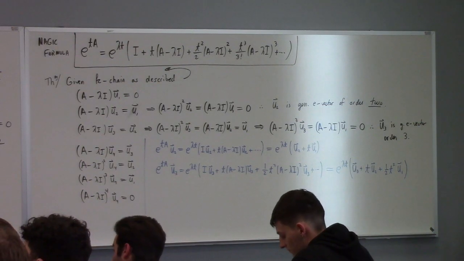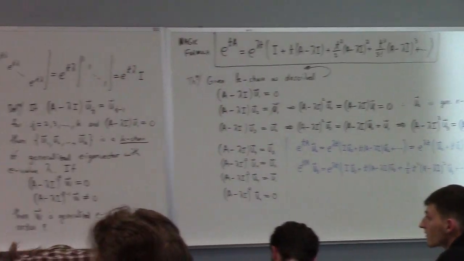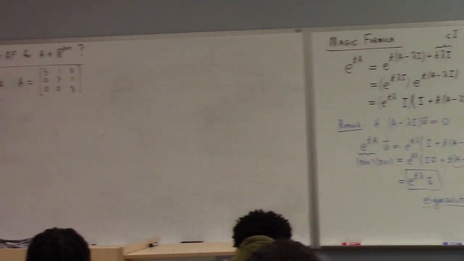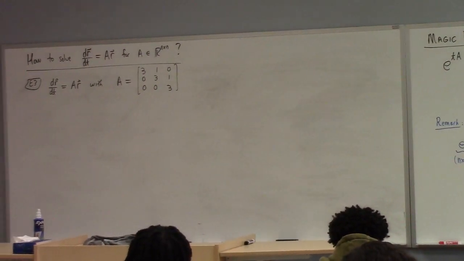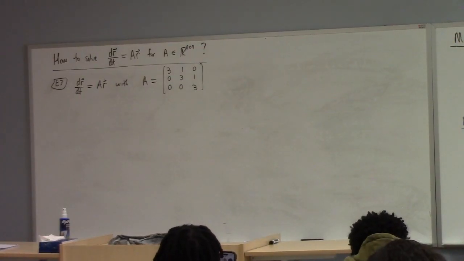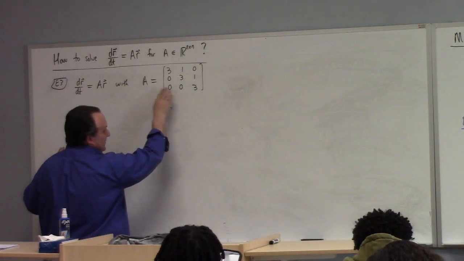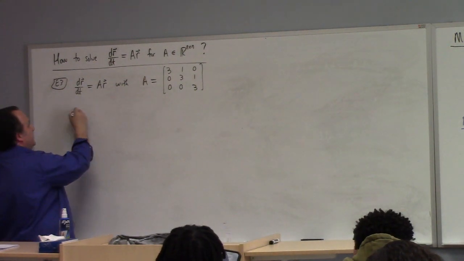What are the eigenvalues? 3. I heard a 3. Good answer. How many times? Still a good answer, right? Yeah, 3. Eigenvalue 3, 3 times. Everything's 3. Yeah, so since it's triangular, the eigenvalues appear on the diagonal. Of course, we could calculate it.